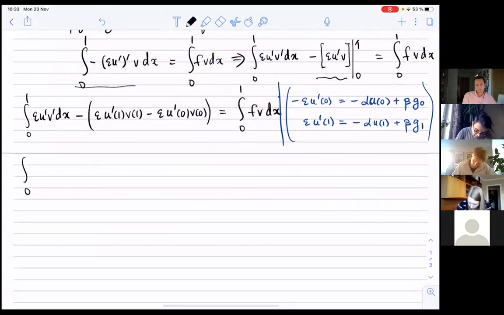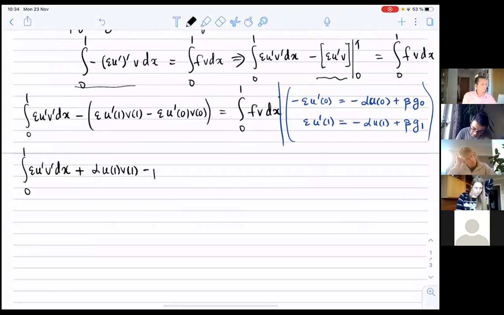So here we have the integral from 0 to 1 of epsilon u prime v prime dx minus. So here we have this one. There is minus here. With this minus, it's going to be plus alpha u1 v1. So there is plus with this minus. Minus, it's going to be minus. Then it will be beta g1 v of 1. So this is the first term.